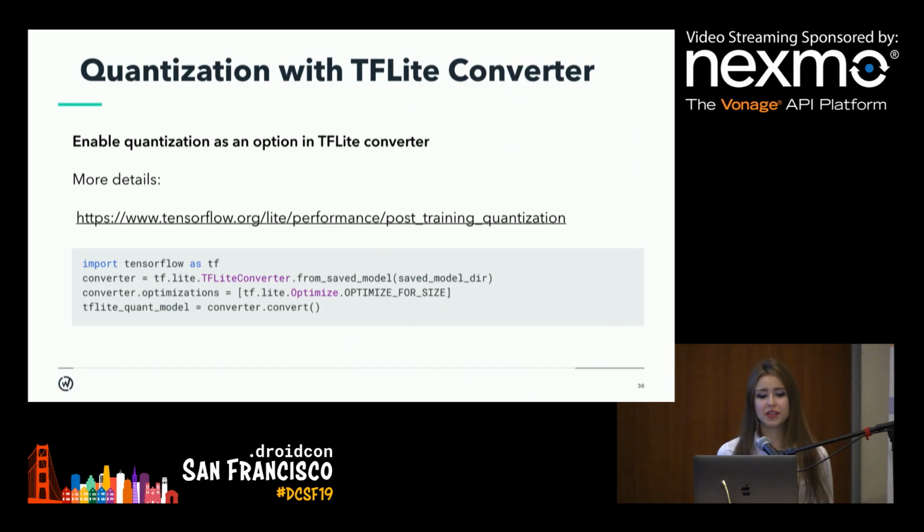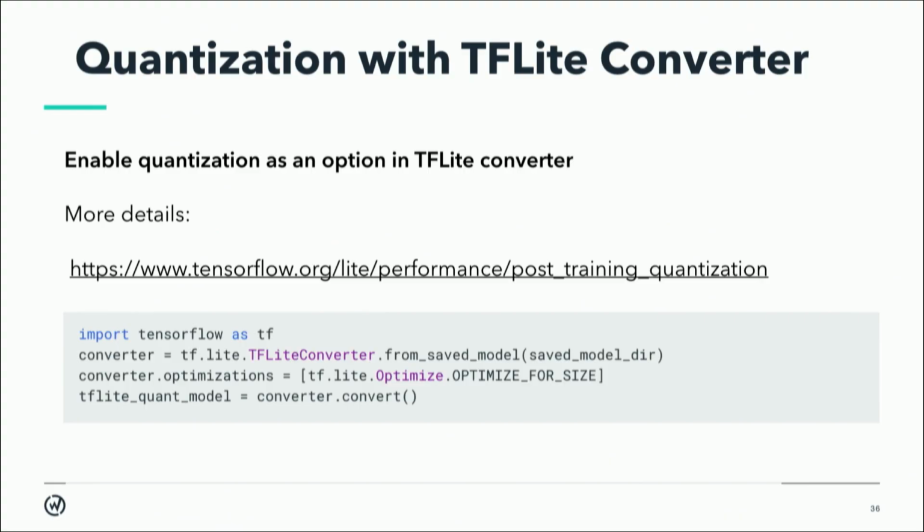So how do we enable this quantization in the TensorFlow Lite Converter? It's fairly simple. You would just have to add the optimize for size flag in that Python snippet. And of course, what I told you is not exhaustive. There are more things you could do with post-training quantization.